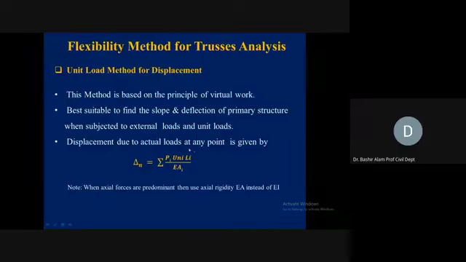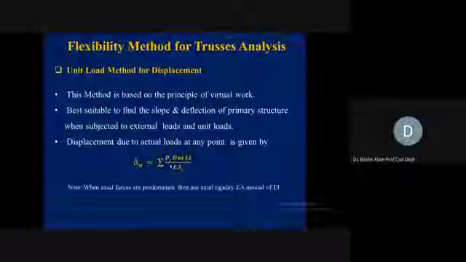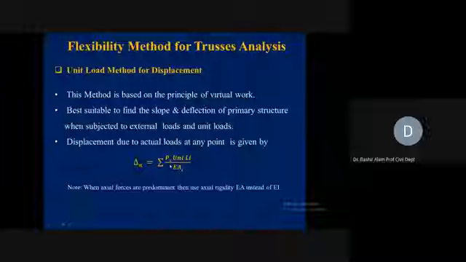Displacement due to actual loads at any point is given by this, in case of the axial loads we are talking about. Now here we don't have the integral sign. What is the reason? The reason is that the axial forces will be constant throughout the length of the member. In the bending moment case it was changing, and to capture the total we integrated because of the variation along the length of the member, but here it is constant. So here we don't take the integral.